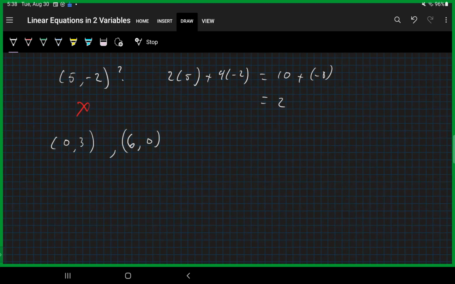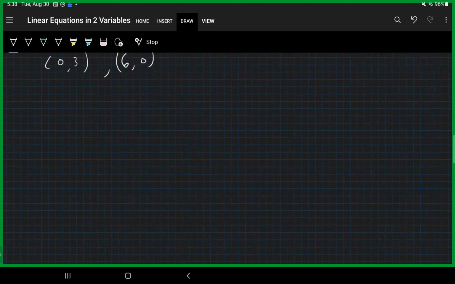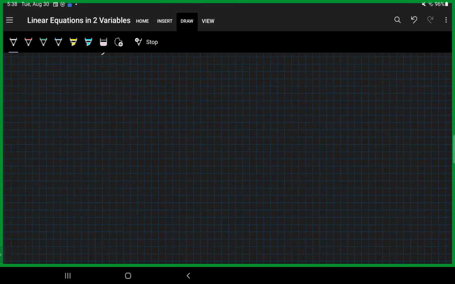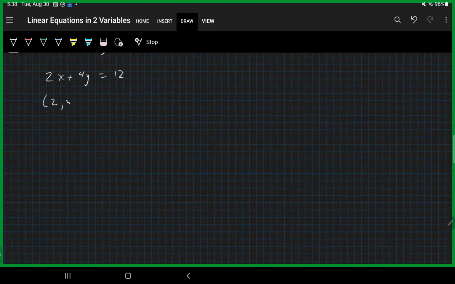So, like I said, these points form a straight line if we were to graph them, and we talked about graphing in the previous video. So let me rewrite everything here. You don't have to rewrite all this, but I want everything on the same screen. So we're looking at 2x plus 4y is 12. And we mentioned that 2, 2, 0, 3, and 6, 0 are solutions. So let's go ahead and graph those.